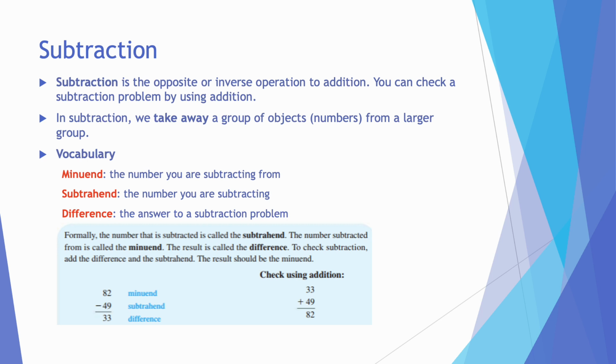And here's an example at the bottom where you can see they've labeled the minuend, the subtrahend, and the difference. They've done the problem, 82 minus 49 is 33, and they showed you how you can check it with addition. You can check subtraction by addition by adding the difference plus the subtrahend, and you should get the minuend. So in other words, in this problem, 33 plus 49 must equal 82, and it does.